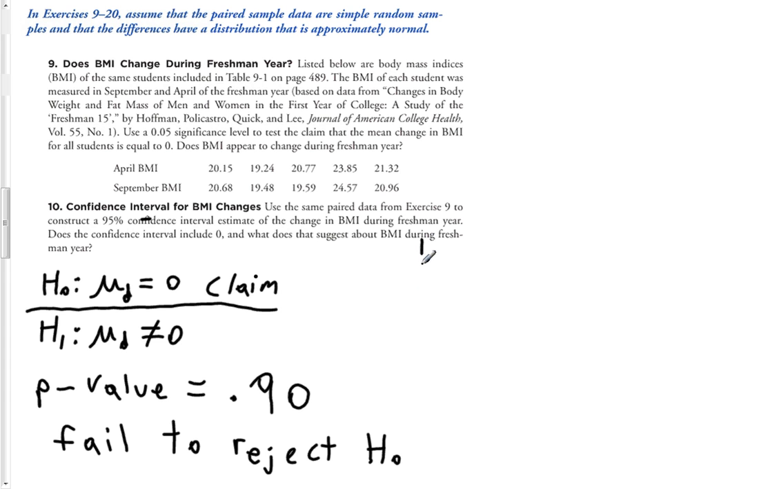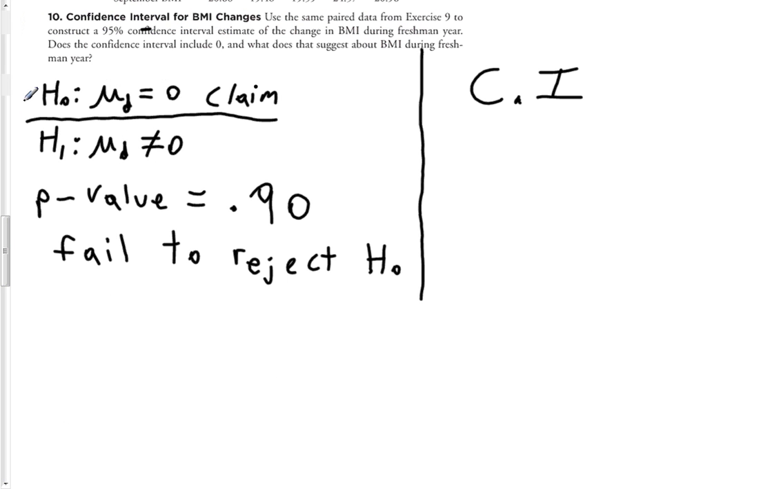Now, number 10 is actually asking us to create a confidence interval estimate for the mean change in body mass index between April and September of the freshman year. So let's go ahead and do that. The confidence interval. So now, number 10, this is number 9. Number 9 is here. And now number 10 is the confidence interval. Use the same data to construct a 95% confidence interval estimate of the change in BMI during the freshman year. Does the confidence interval include 0? All right, let's go ahead and do that.